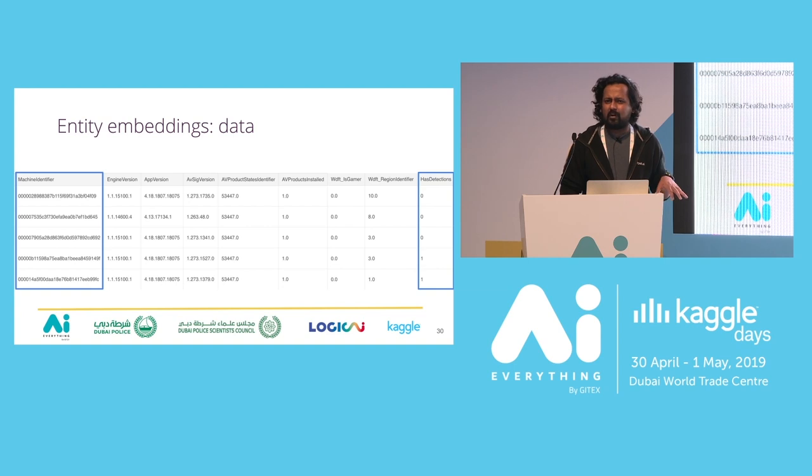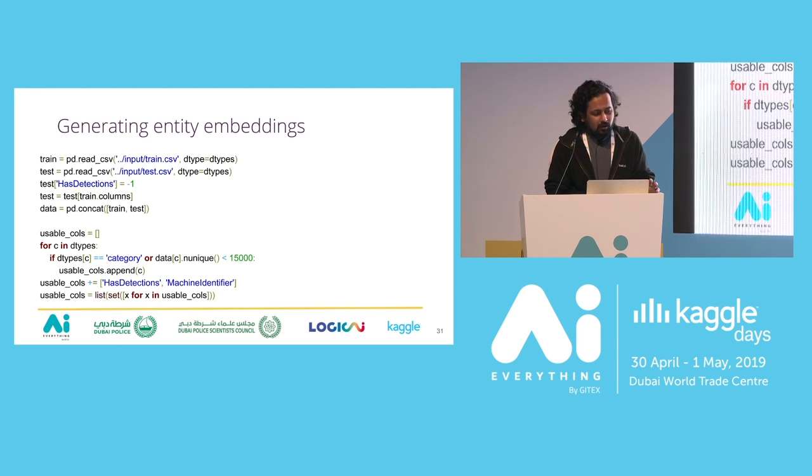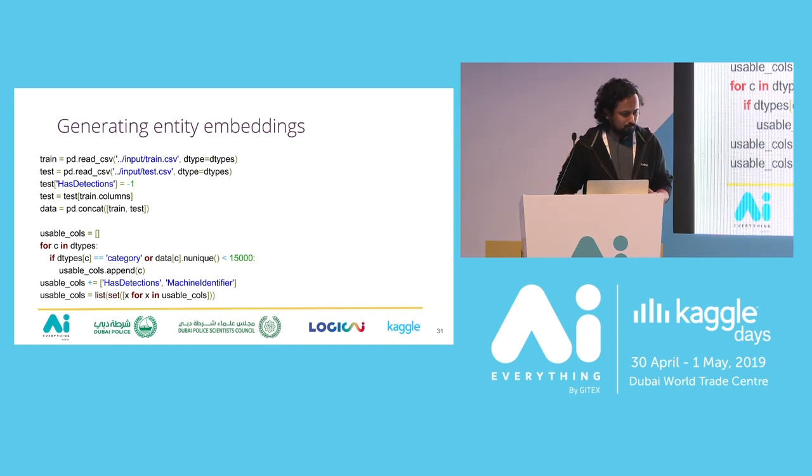So this is data from one of the recent Kaggle competitions. It's called malware classification. So you have the ID column, the target. Now everything else inside, like engine version, app version, these things can be treated as categorical variables. So we get the data and I check if it has less than 15,000 unique values. Then I just treat it as a category. I say that this is a usable column, this is a categorical column for me.